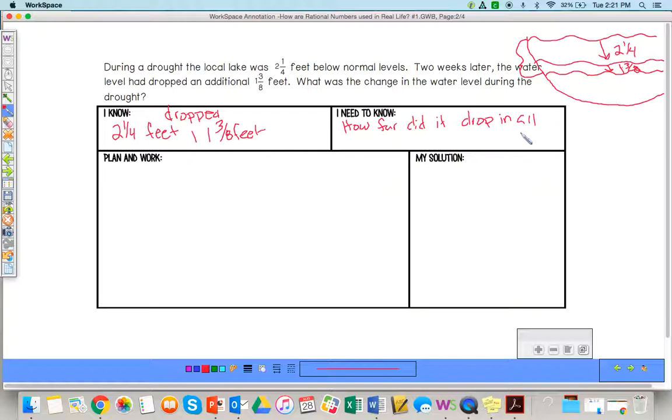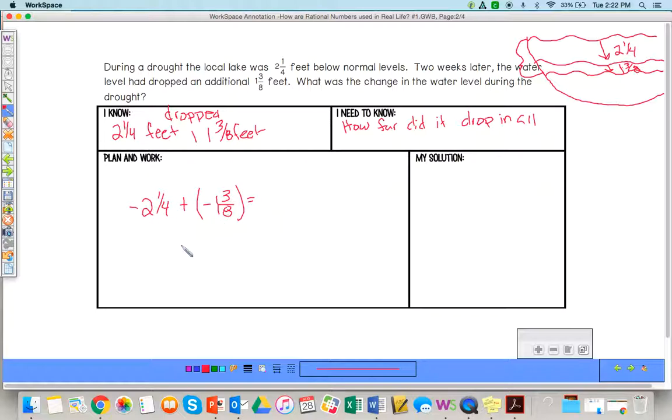Okay. So the water level going down, that's a negative thing happening. It's getting less and less and less. So these numbers that we're going to deal with are both going to be negative numbers. And so we have negative 2 1/4, and we have negative 1 3/8. Okay? So we want to know what these two amounts are together, and if we're going to put them together, that means that we are adding. Okay, I'm just going to put parentheses around that so that it's separated.